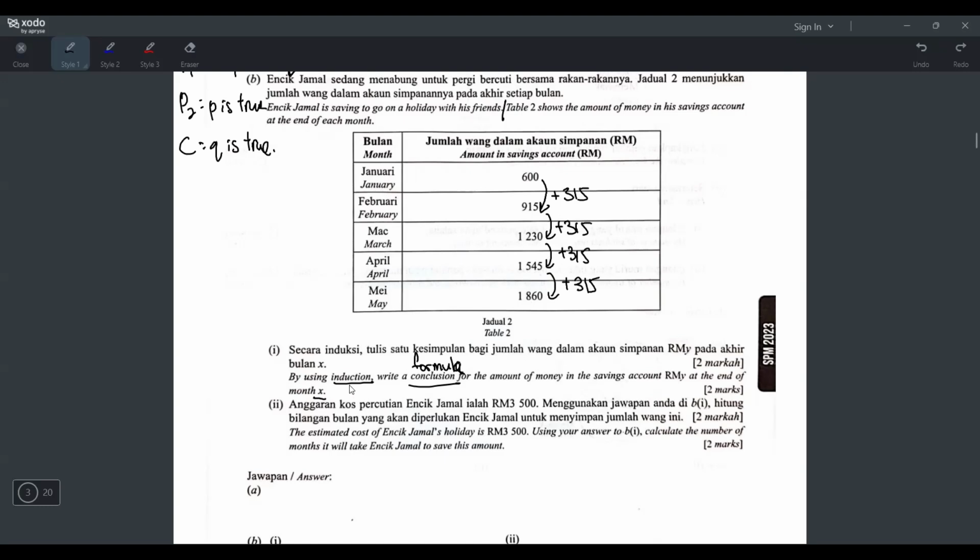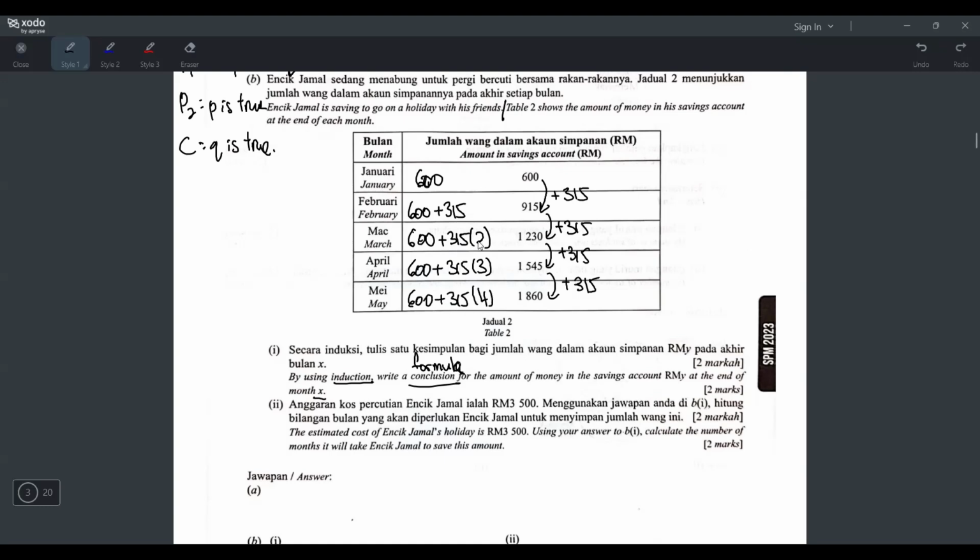Yeah, just keep going. So now we can see the pattern. Now we can try to form the formula, right? So, in other words, the January savings is 600. Okay, the February is 600 plus 315. Okay, for March it will be 600 plus 315 plus 315. It means plus 315 2 times, right? So I can write 315 times 2 like this. Okay, yeah, because 315 two times. Okay, next one will be 600 plus 315, 1, 2, 3 times, right? Okay, so the last one is 600 plus 315 4 times.